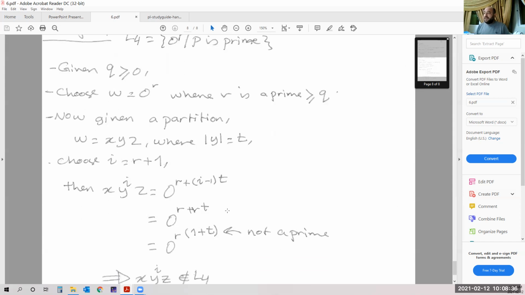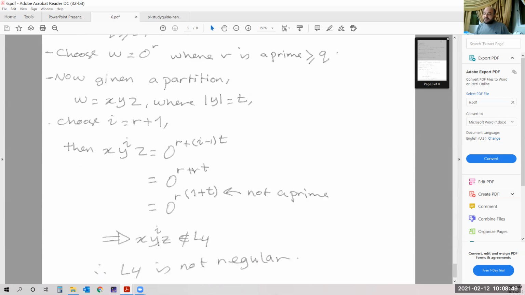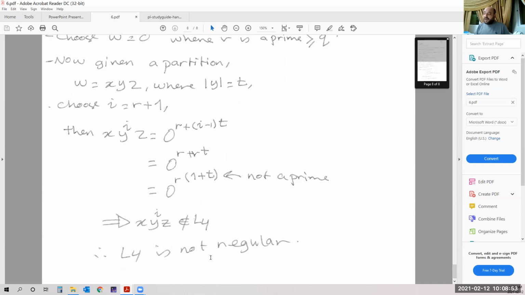Okay. Then r equals r plus rt, then (r+1)^t if we take r outside. This is not a prime. And so xy^iz does not belong to L4, then L4 is not regular.